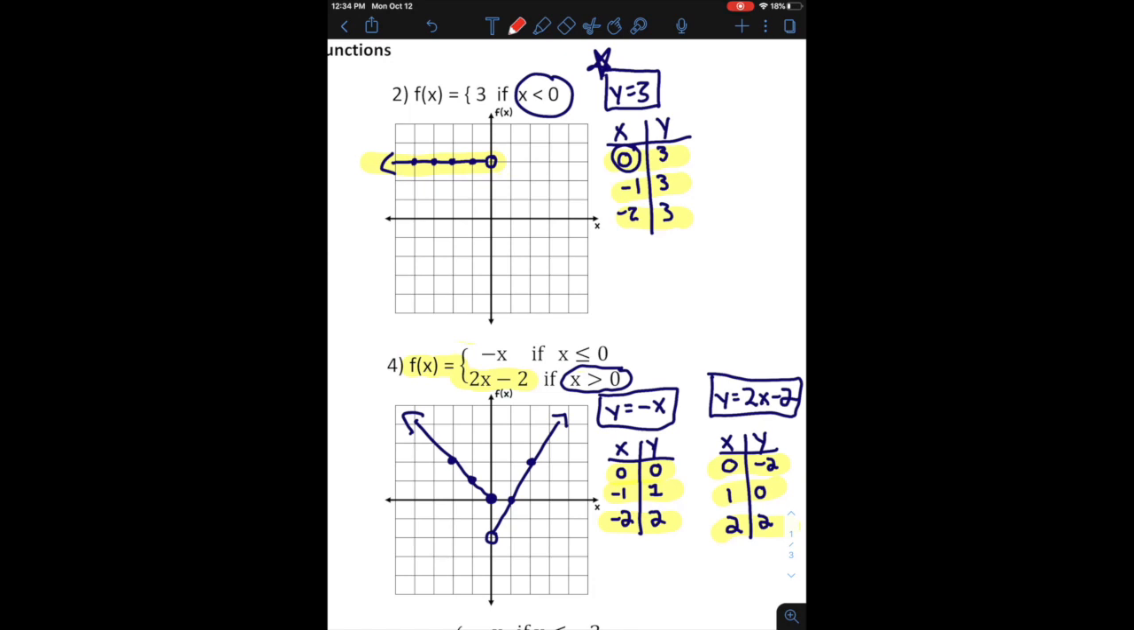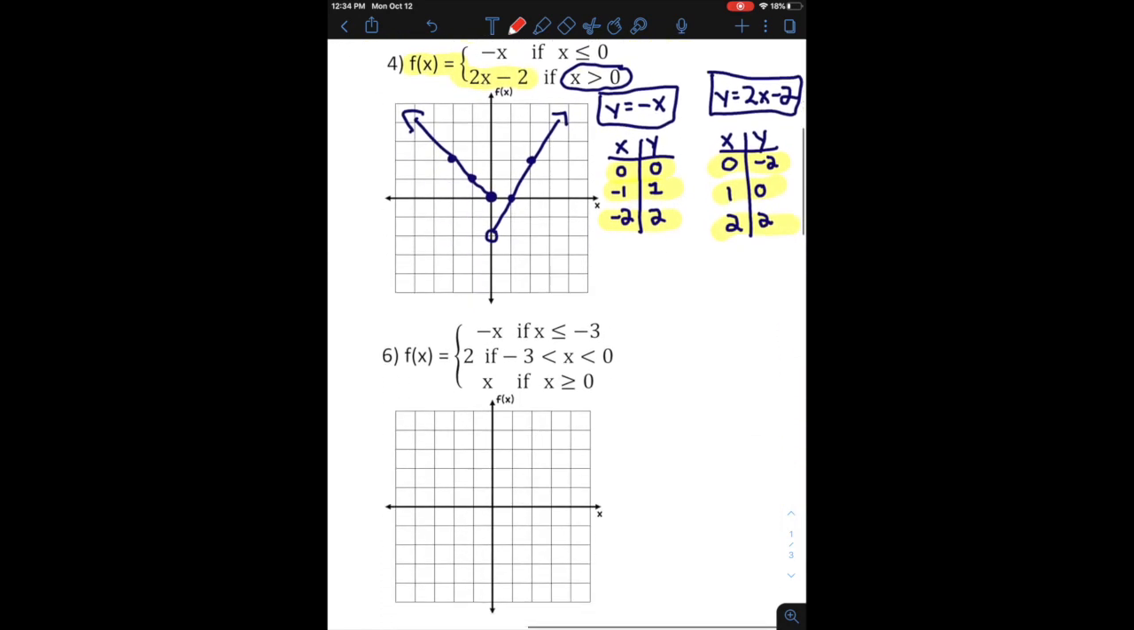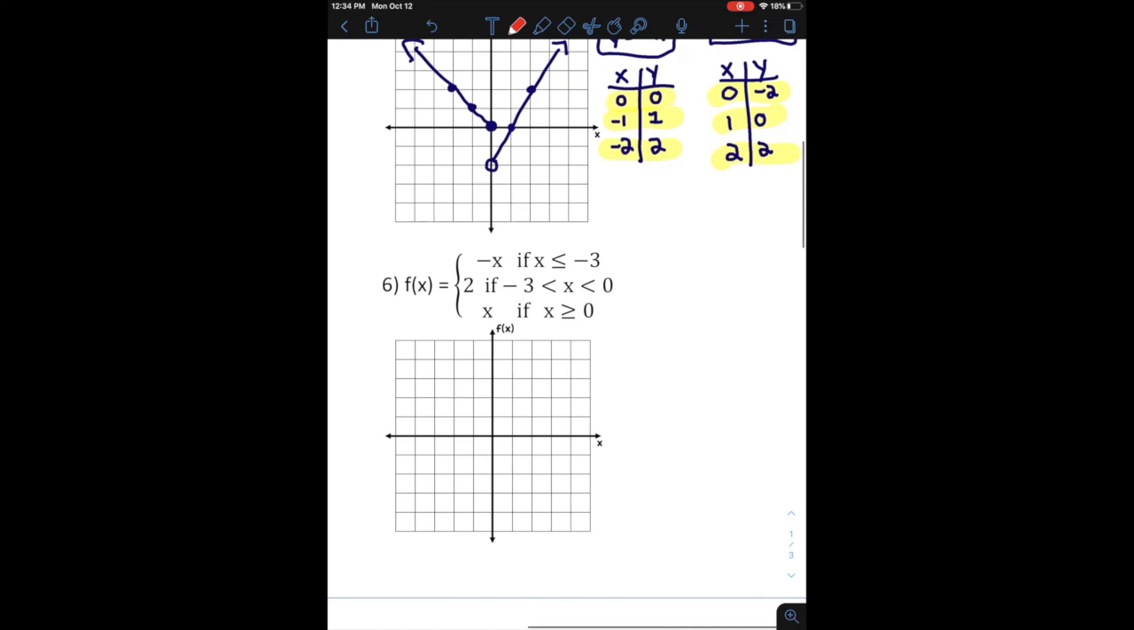And in the first problem, there was one piece. In the second problem, number 4, we have 2 pieces. And lastly, we'll look at a problem where there are 3 pieces. So here are 3 pieces of 3 different lines that we're going to graph on the same coordinate plane. The first piece is f of x equals -x. That could be written as y equals -x.